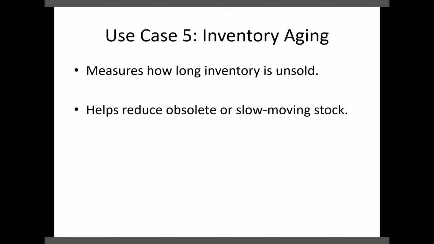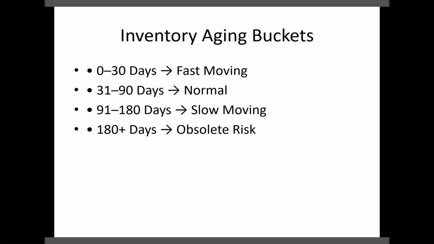Fifth use case is inventory aging. It comes in supply chain. Inventory aging measures how long inventory remains unsold. Benefits: identify slow moving or obsolete stock, improve working capital, reduce storage and wastage cost. Aging buckets could be 0 to 30 days fast moving, 31 to 90 days normal, 91 to 180 days slow moving, 180 plus days obsolete.